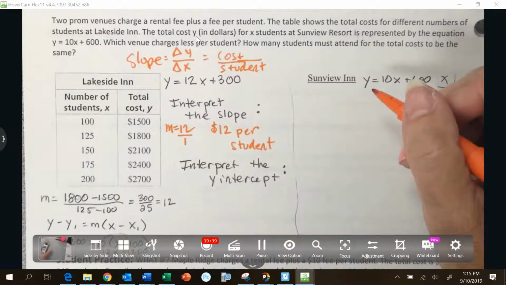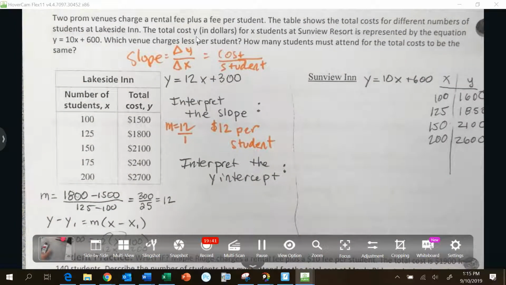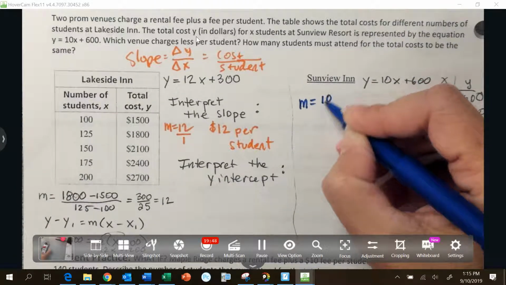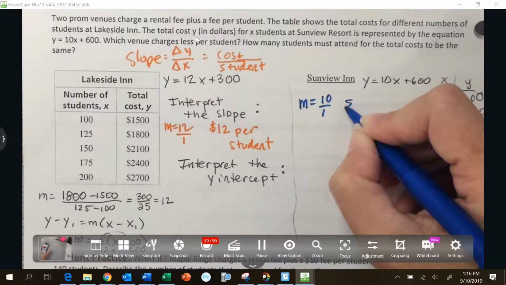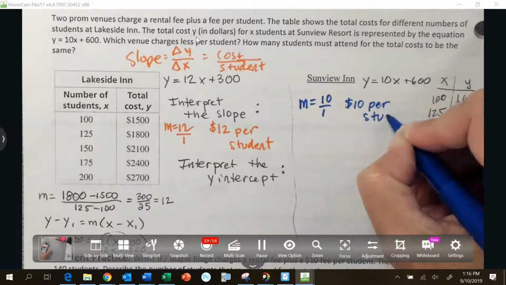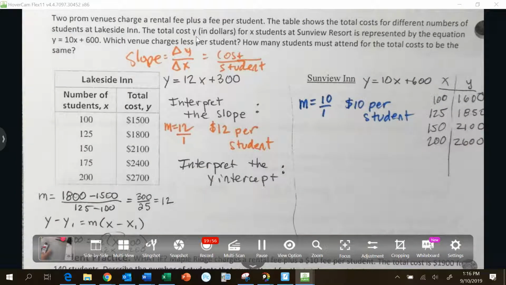How about Sunview Inn? Interpret the slope. $10 per one student, I think. Is it? Yeah. Okay, yeah. It's $10 per student to rent the venue.